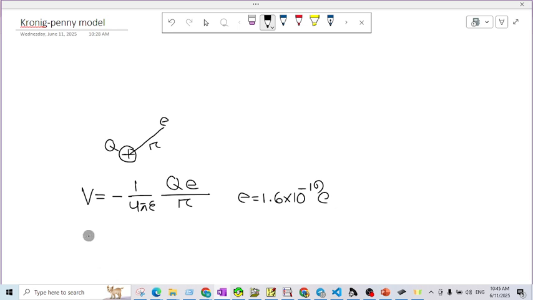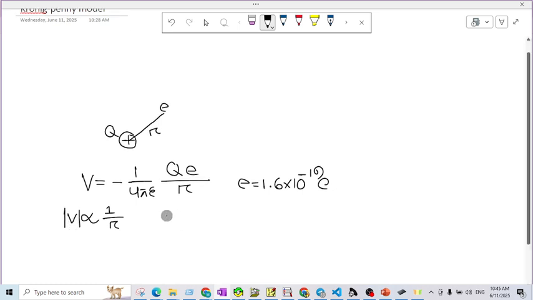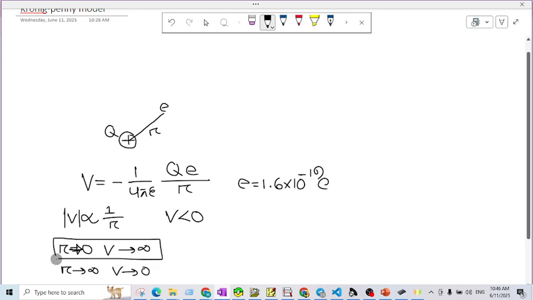So in this case we can say the magnitude of the potential energy is simply proportional to 1 by r, and again we can say that V is always negative, right, as you have a negative sign here. And again, if you put r equal to 0, or r tends to 0 here, then V tends to infinity, and if you take r tends to infinity, then V will tend to 0. That means you have these two things.